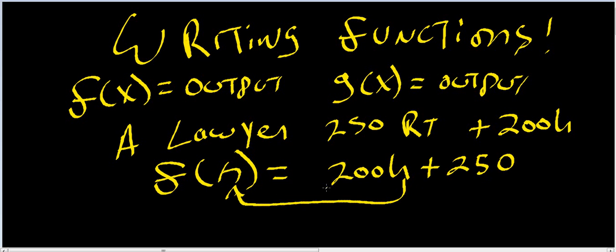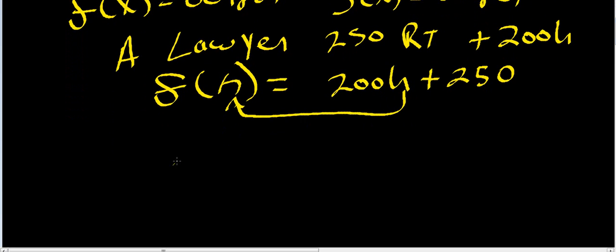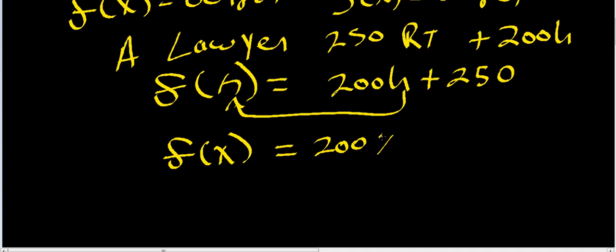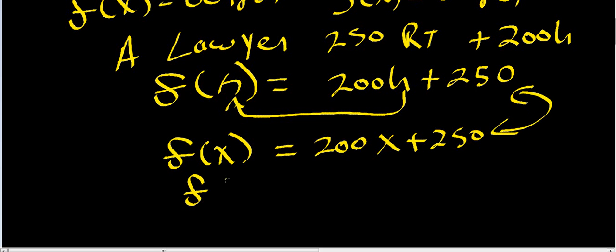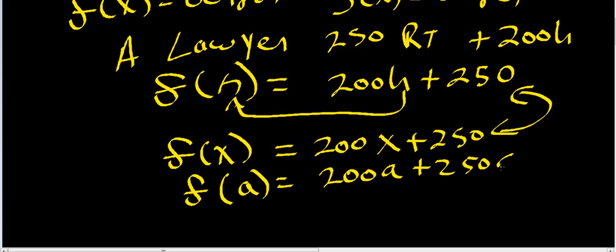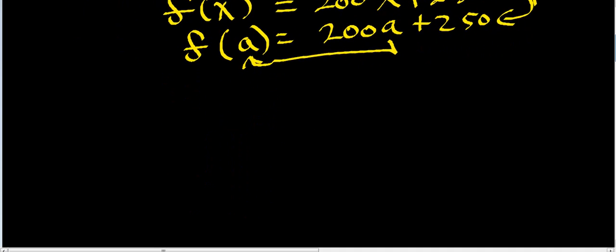Whatever variable I put with my constant here, it needs to go in this parentheses. So I could have done f of x is equal to 200x plus 250. Either one is the same. Or you could have done f of a is equal to 200a plus 250. Once again, these are all right answers. You just got to have whatever's in this parentheses here. It's got to be your variable. That's one type of question you're going to see in class.